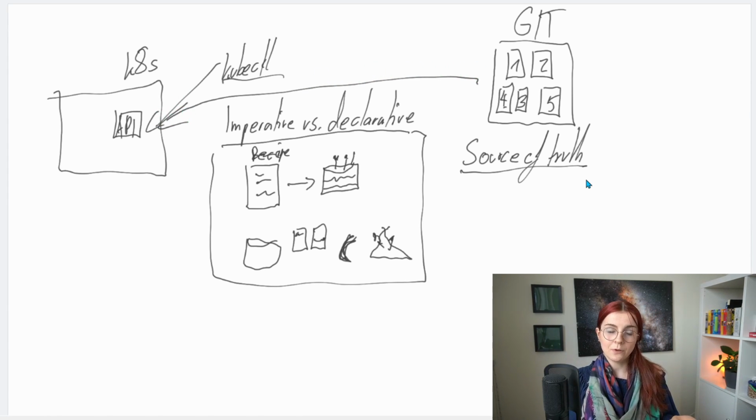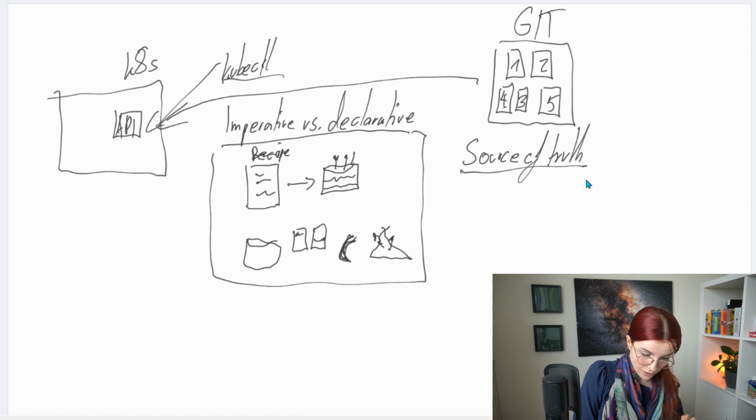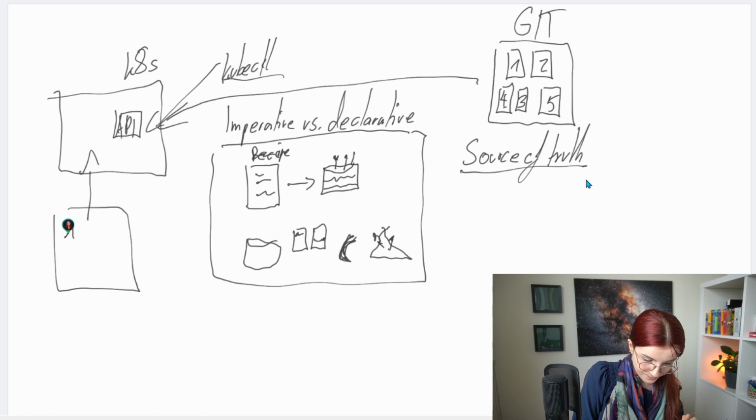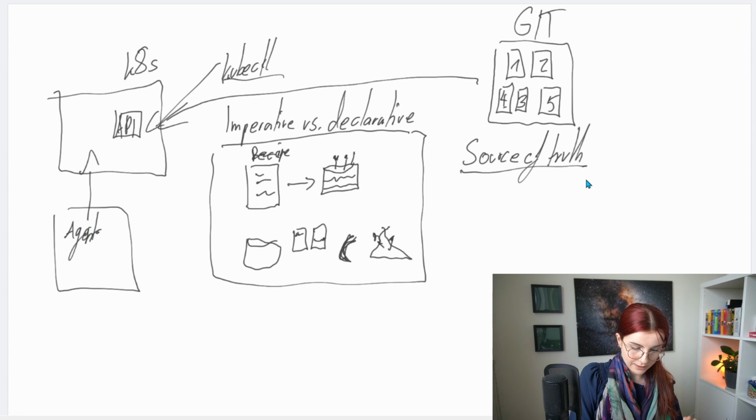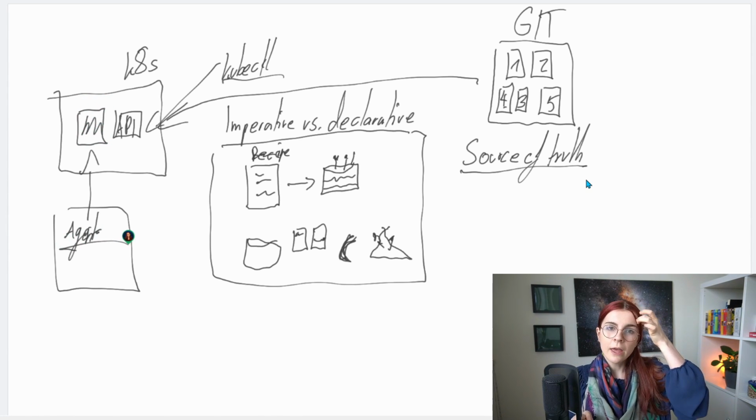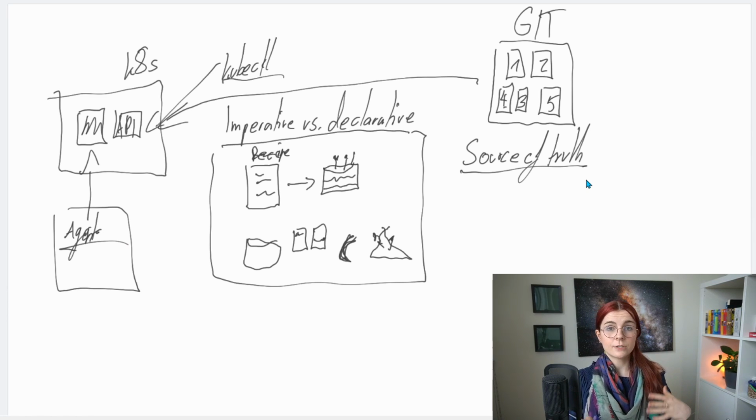Now, how do our resources go from Git to our Kubernetes cluster? To make that happen, we have to install an agent into our Kubernetes cluster. So this agent is going to get installed inside our Kubernetes cluster. And in this case, the agent is ArgoCD.